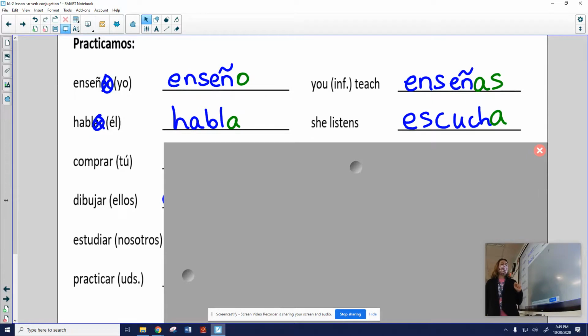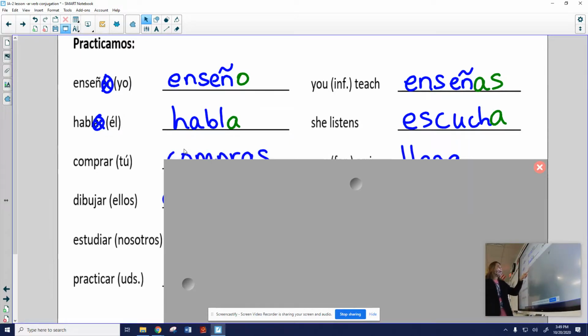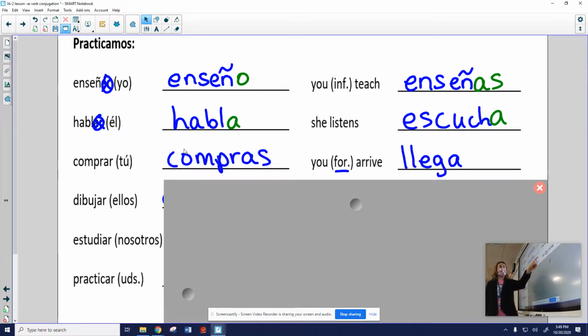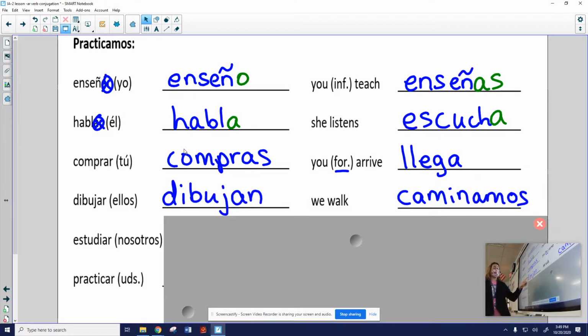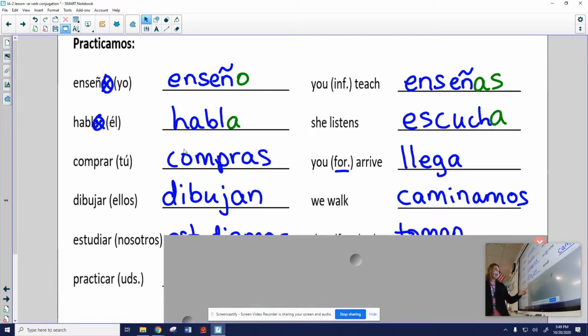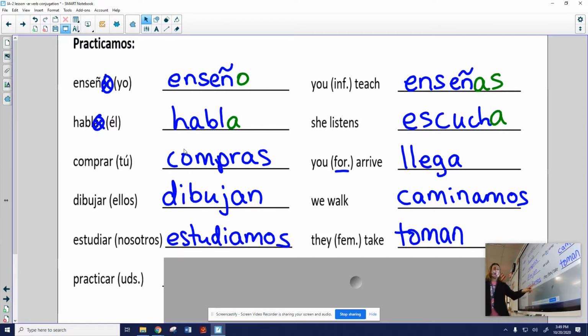Hola otra vez, chicos. Pues, did you try the last 8 on your own? Check your work. See how you did. Comprar forma tú, compras. You formal arrive, llega. It's the usted form. Cuidado, llega. Dibujar forma ellos, dibujan. We walk, caminamos. Estudiar forma nosotros, estudiamos. They take, toman. Ellas toman.